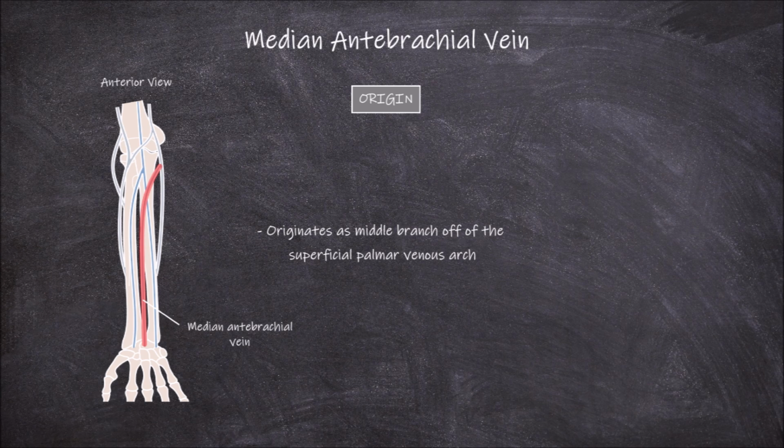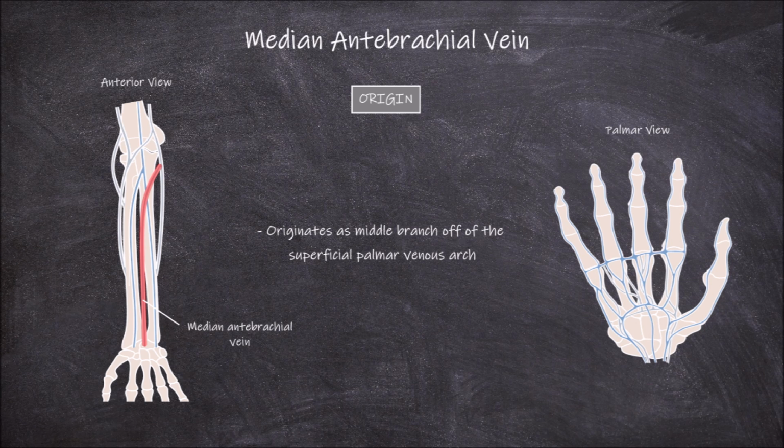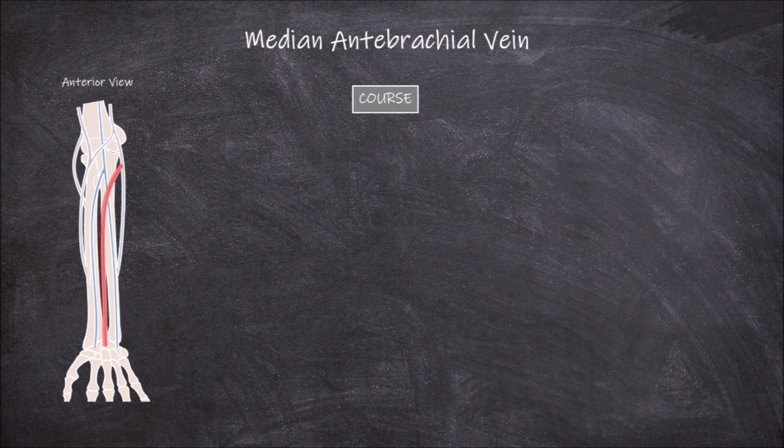If we take a closer look at the veins on the palmar surface of the right hand, we can see highlighted in yellow the superficial palmar venous arch. We can also see highlighted in red the start of the median antebrachial vein in the middle of the base of the hand.